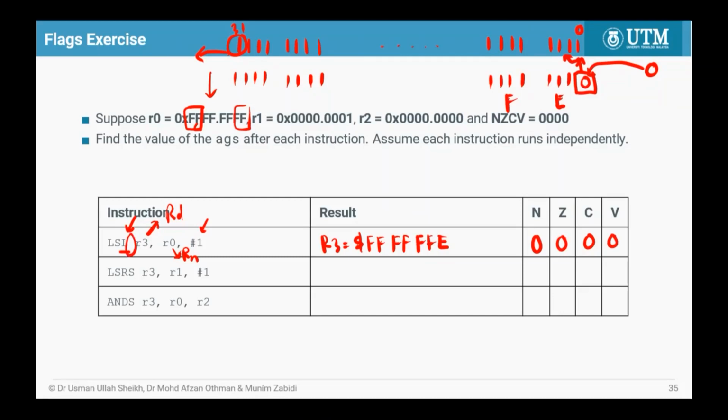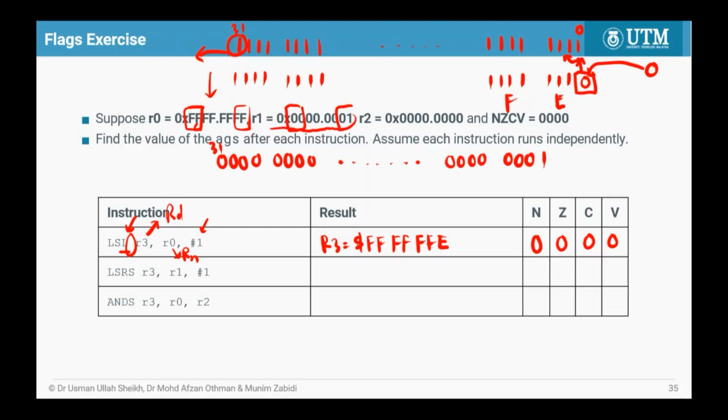What about this one here? LSRS. What is LSRS? Logical shift right. R3, R1, how many times? Once. So this is your R1. I'm just focusing on this bit and this bit because in the middle the bits are similar. 1, 2, 3, 4. So this is bit 31, and we have 0, 0, 0, 0, and 0, 0, 0, 1.